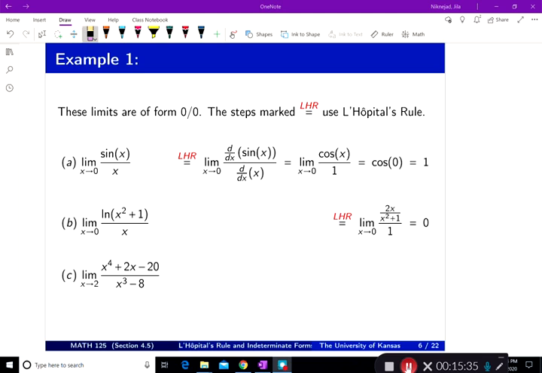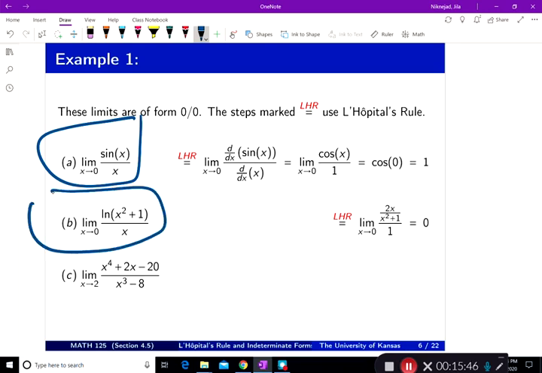So we saw a bunch of examples. We saw an example where we actually knew what the value was. We saw another example that we didn't know how to do from other methods. And here's another example. If I plug in x equal to 2 on the top, I get 16 plus 4 minus 20, equal to 0. And on the bottom, I get 8 minus 8, which is 0. So it's of the form 0 over 0. And I know that when I have polynomials of the form 0 over 0, I have to factor and simplify the 0.